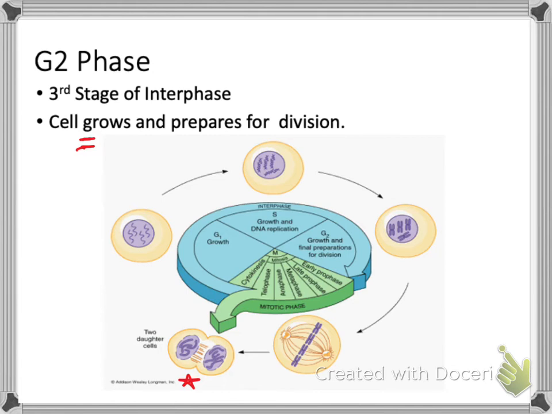So that means during G2, when it's preparing for division, it's going to be making new organelles, it's going to be making more proteins. Whatever those two new cells need to survive, they're going to get made in G2 so that they're ready to go.